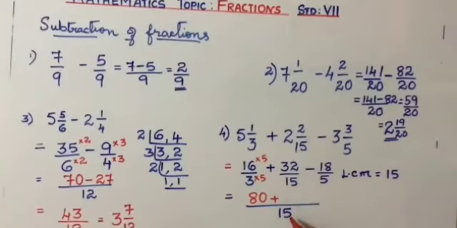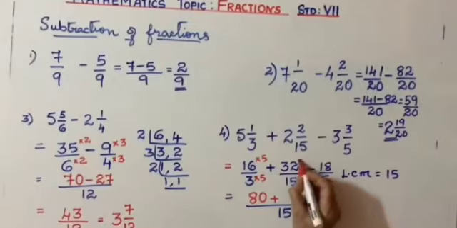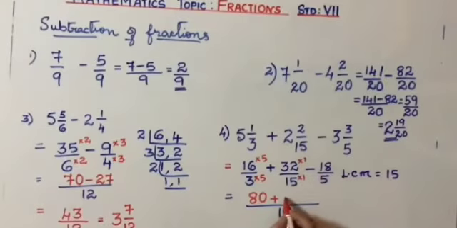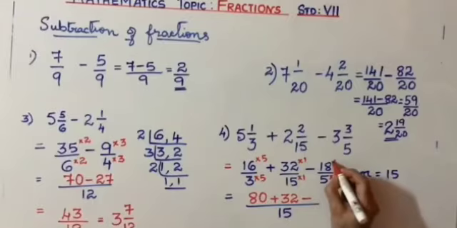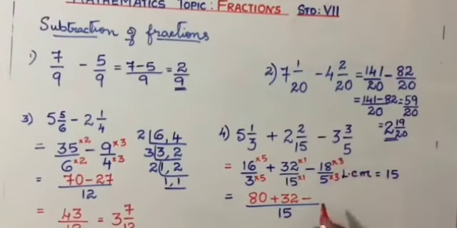Next, 15, already this is 15. So we don't have to do anything. We can either leave or simply for your reference you can write it as into 1. So this is 32 minus 5 into 3 is 15. 18 into 3 is 54.